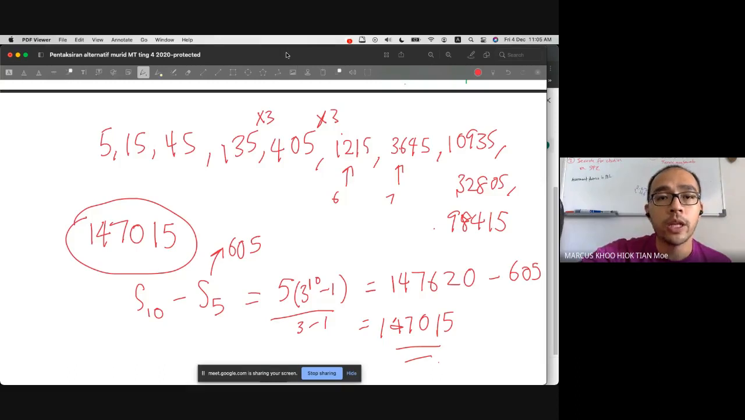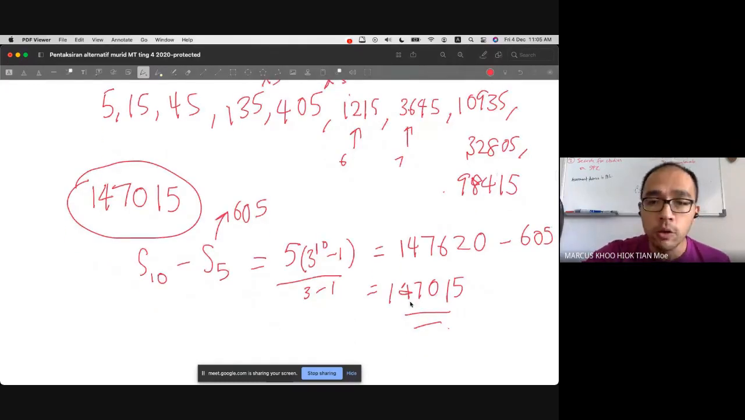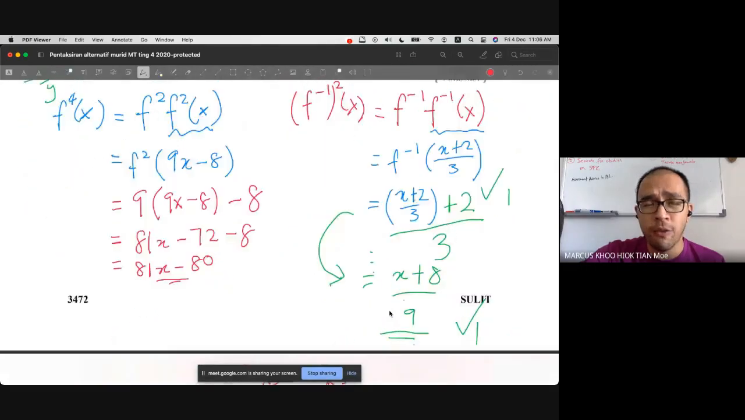So you can do it the kids' way like this, any kid can do this. Okay, or if you want to do the AdMaths method also can, either way is fine. Because at the end of the day, you get the same answer. And you show your working. Okay, and how many marks is this? This is 4 marks, you know.